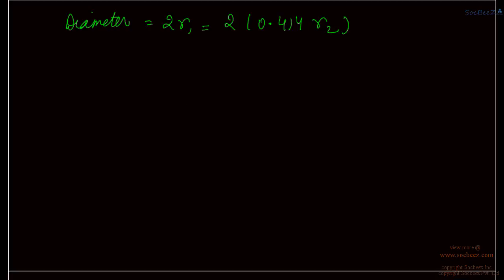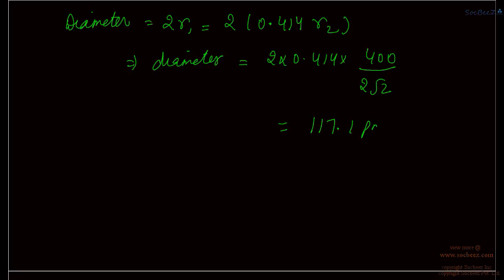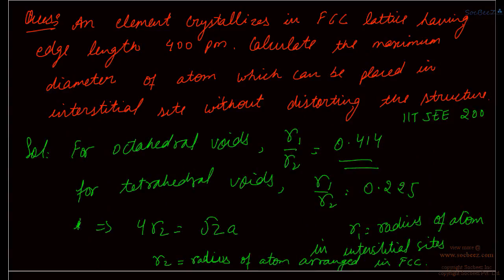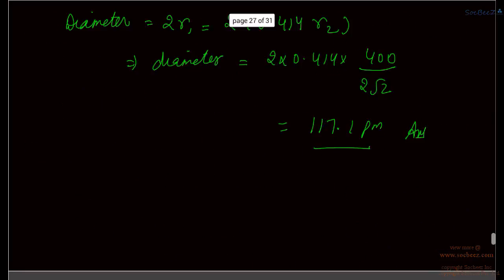Okay, so from here, diameter equals 2R1 equals 2 into 0.414 R2. So from here, diameter comes out to be 2 into 0.414 into 400, that is the edge length, upon 2 root 2. So this comes out to be 117.1 picometer, and this is the answer. This simple question was asked in IIT JEE 2005.